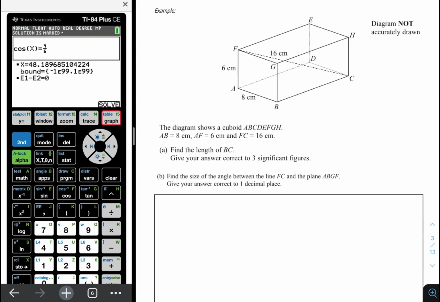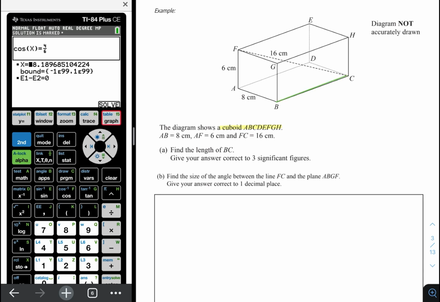Here we have a prism, and we're told that the diagram shows a cuboid. So cuboid is another word for a prism. And we have some dimensions. So we have 8 in the diagram, 6 in the diagram, and 16 in the diagram. Find the length of BC and give your answer correct to 3 significant figures. So BC, let's go ahead and see where that is in our diagram.